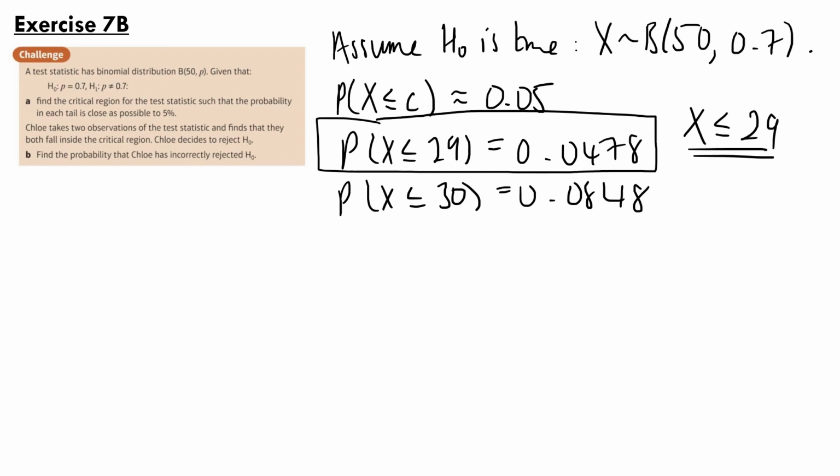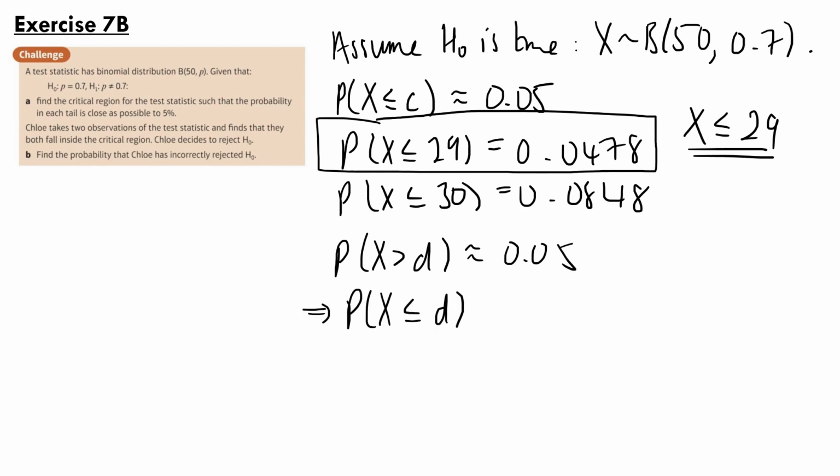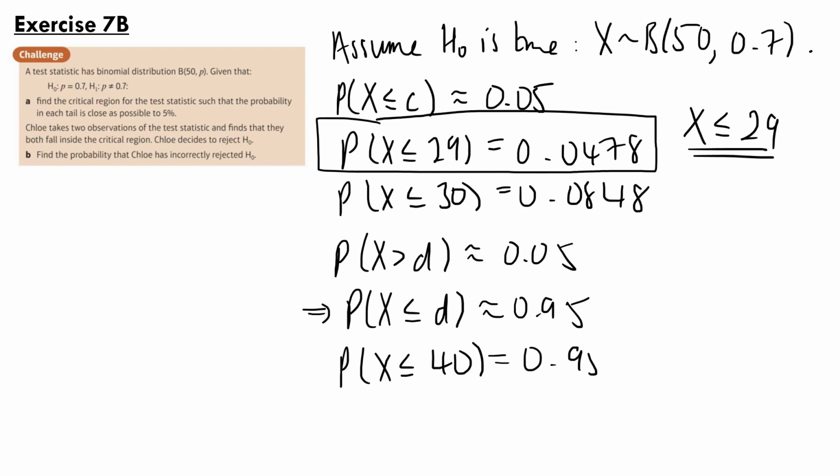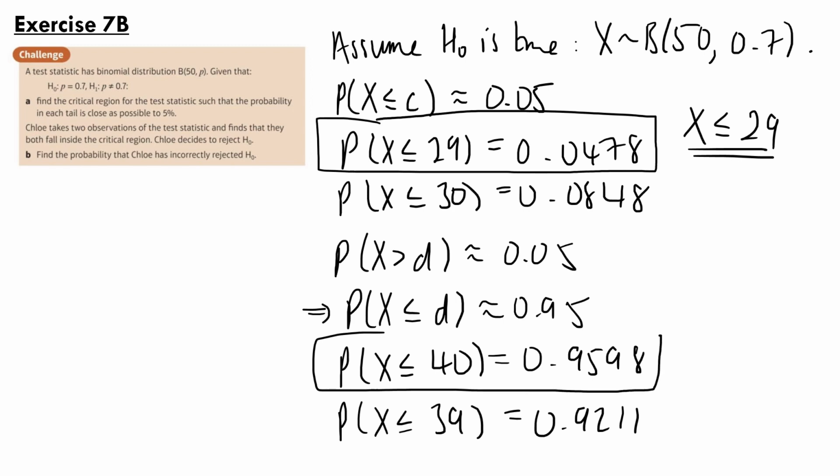Okay, and in our other tail, we're looking for a value of d such that the probability that X is greater than d is approximately equal to 0.05. So the probability that X is less than or equal to d is approximately 0.95. And using our calculator to find these values again, we have the probability that X is less than or equal to 40 is equal to 0.9598. And the probability that X is less than or equal to 39 is equal to 0.9211. And this value up here is the closest. So the other end of the critical region is X is greater than 40.